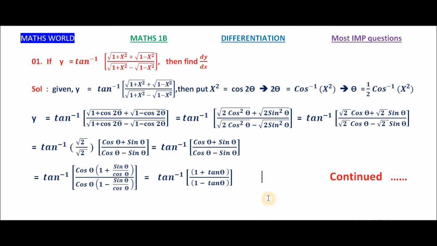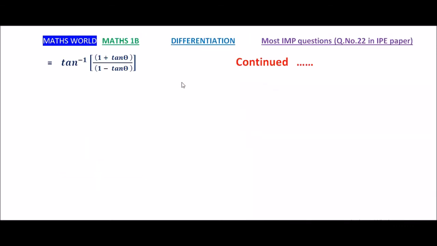Now continue in the next page. Okay, this is the second page. The first problem is continued. That is equal to tan inverse of (1 plus tan theta) divided by (1 minus tan theta). We know the formula: tan of (45 degrees plus theta) is equal to (1 plus tan theta) divided by (1 minus tan theta). So in the place of this, tan inverse of (1 plus tan theta) divided by (1 minus tan theta), we can take this one. And pi by 4 means 180 divided by 4, which is 45 degrees. So in the place of 45 degrees, I am taking pi by 4. So that is equal to tan inverse of tan of (pi by 4 plus theta).